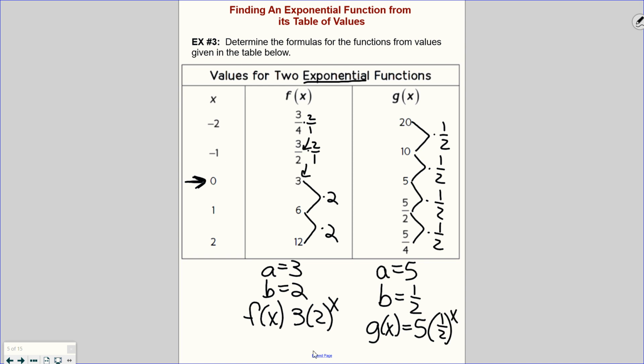Now, these would both be examples of something that we call exponentials, and that's growth and decay. For f, you can see as I go to larger values of x, I'm growing. So this one is called growth. And on g of x, you can see as I go further, this is getting smaller, so we say this is decay. So those are examples of growth and decay.